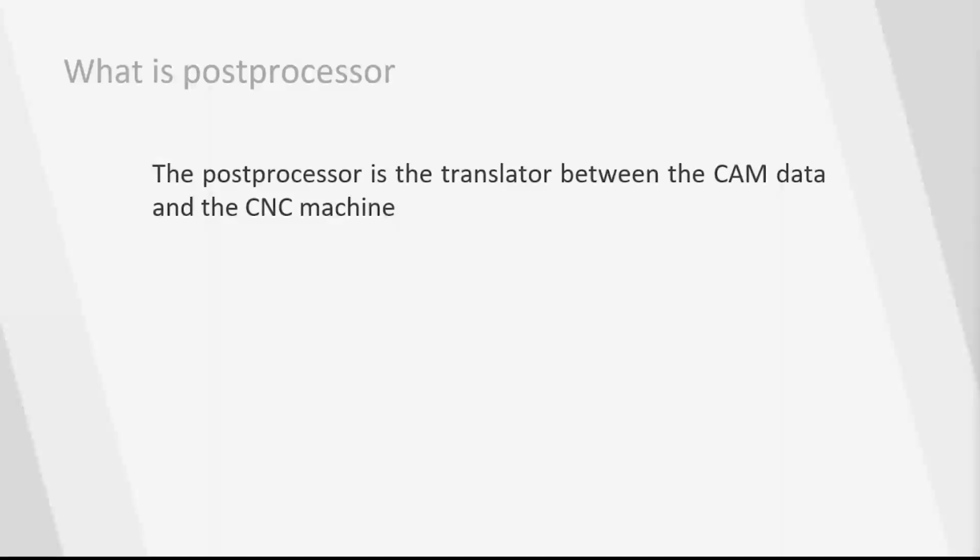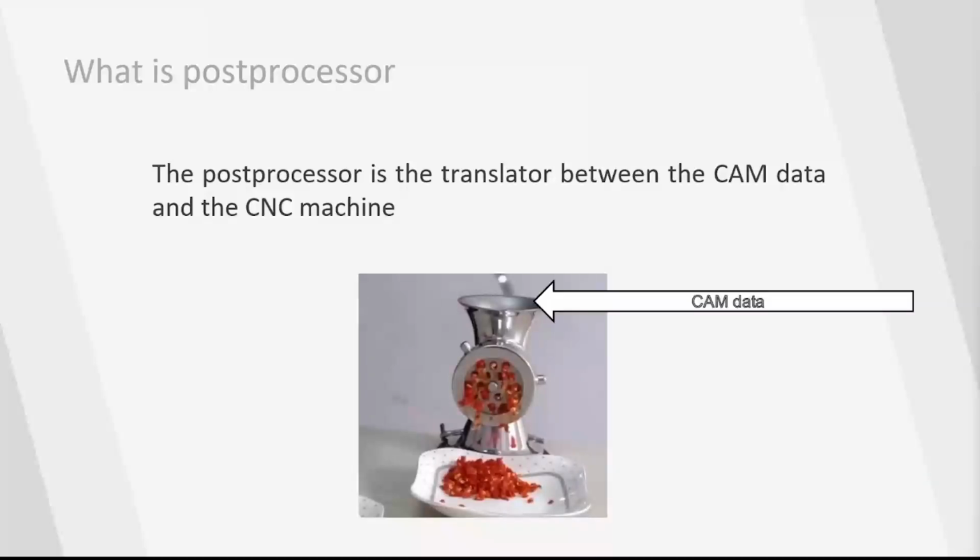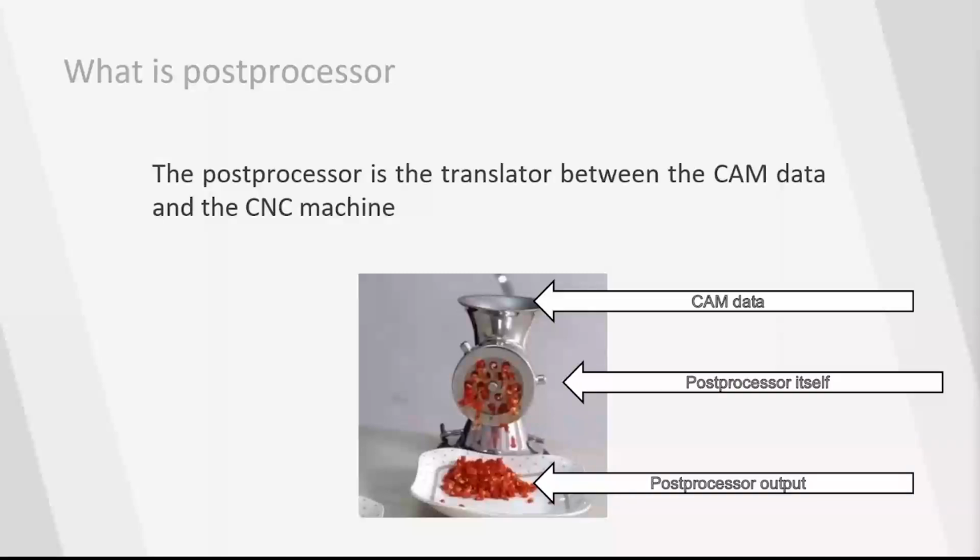The postprocessor is the translator between CAM data and CNC machine. We can think of it as a transformer from one form of information to another form. So we are getting data from CAM, converting it to the required format using transformations written in the postprocessor.